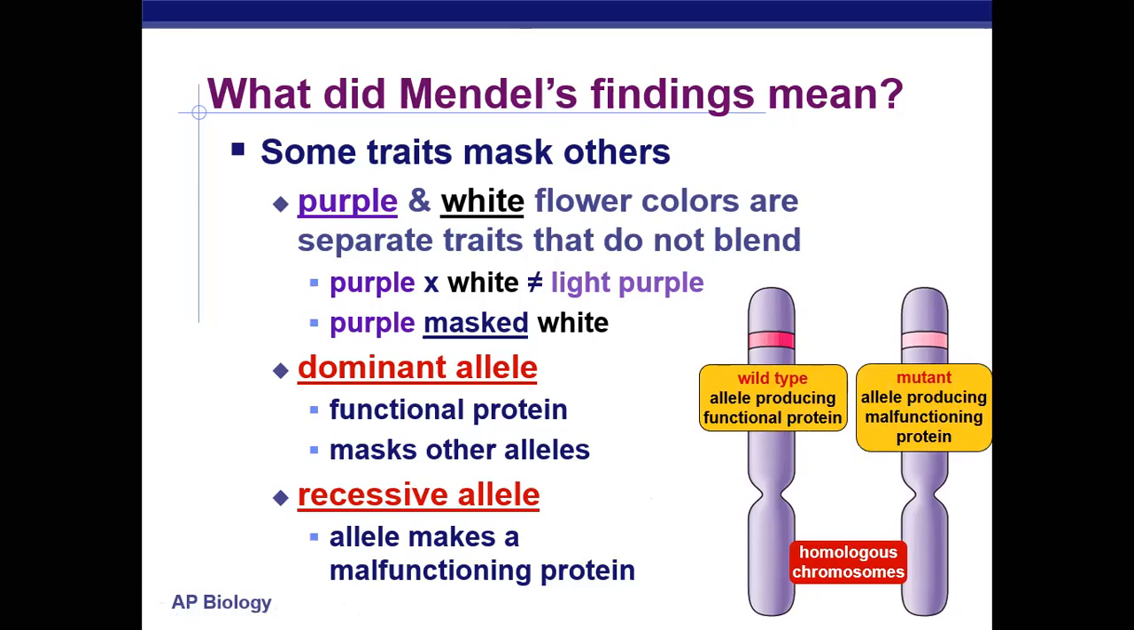Wild type is the allele producing the functional protein. Mutant is the allele producing, or not producing at all, the malfunctioning protein, and those are homologous chromosomes. Okay.